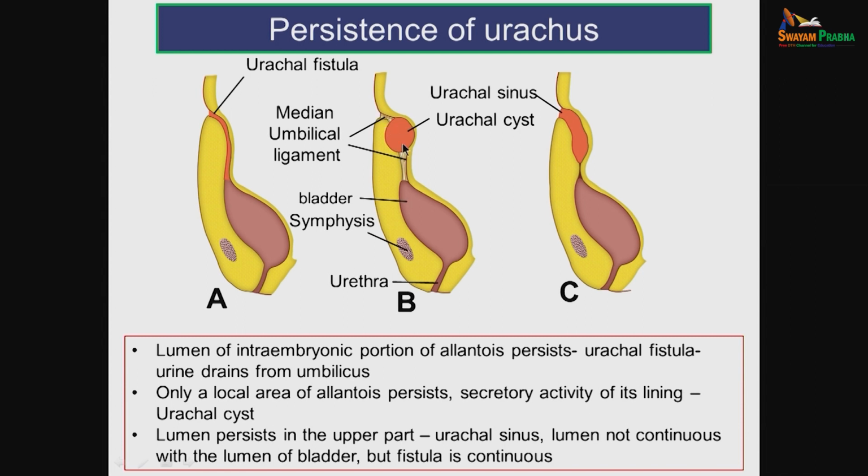You can see the cyst here. It's because only the local area of the allantois is persisting. The rest of it is obliterated, that is, the part close to the bladder and to the umbilicus. That part of the urachus is obliterated. We call it in adults the median umbilical ligament, and this is a cyst, a urachal cyst. So, these are the anomalies associated with the persistence of the urachus. It has to be obliterated. In adults, it is called the median umbilical ligament.